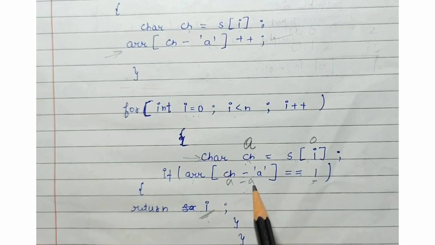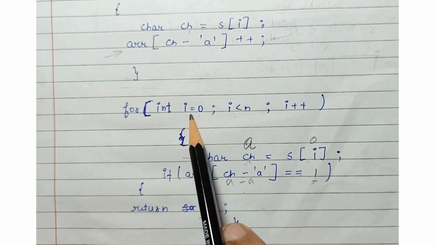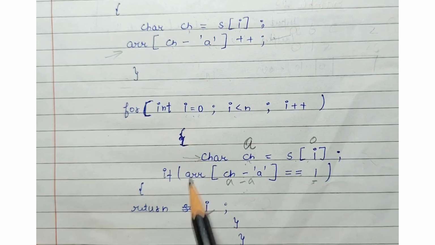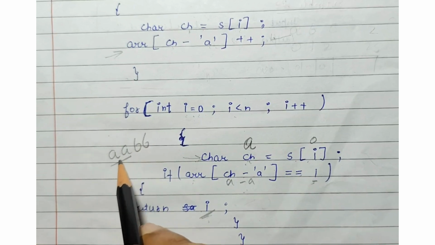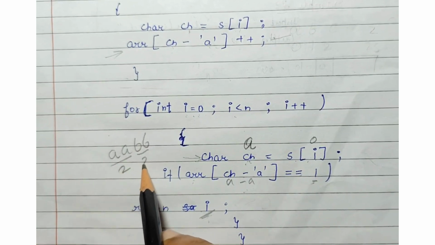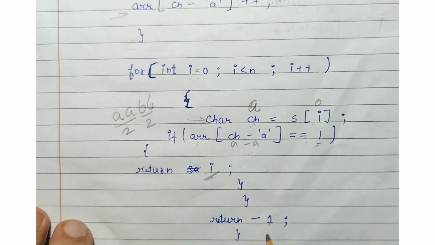I is not the index of this array. I is the value of the for loop iteration. So we return the value of I. And if this value is not matched, if the string is abb, now a has a frequency 2, b also has a frequency 2. In this case, what will return? This condition is false. So in that case, -1 will return.